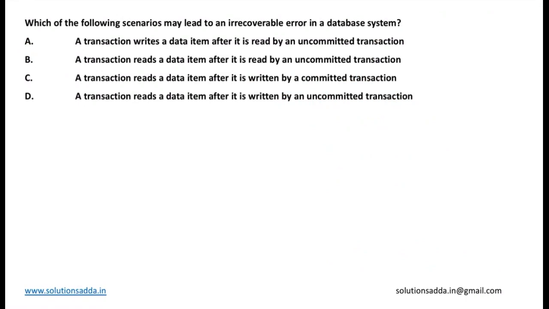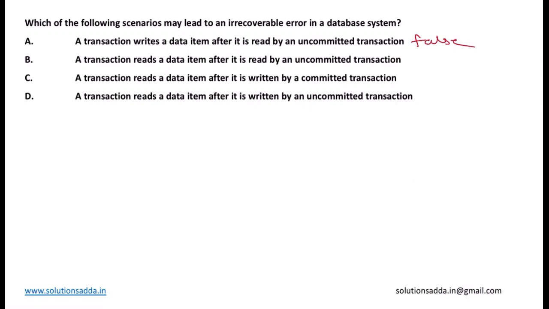This is a question from database management systems. Which of the following scenarios may lead to an irrecoverable error in database system? Let us see each of the options one by one. A transaction writes a data item after it is read by an uncommitted transaction. So, if the transaction writing data commits, then the transaction which read the data might get phantom data or unrepeatable read error. So, there is no scope of irrecoverable error for this option. Hence, option A is false.